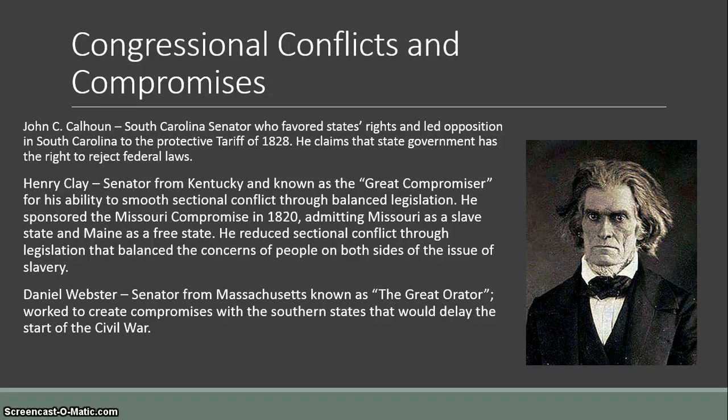Now, Daniel Webster came on the tail end of Henry Clay, and Daniel Webster was a senator from Massachusetts. He's also known as a great orator, and he worked after Henry Clay to create compromise with the southern states, and he tried to delay the Civil War, and he was successful to a degree, but he wasn't a Henry Clay caliber figure, and because of that, the Civil War occurred.